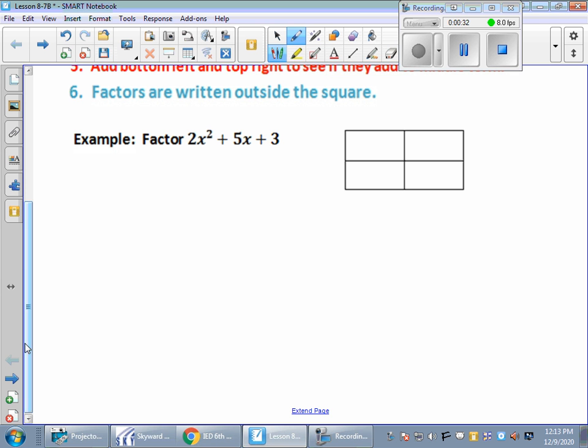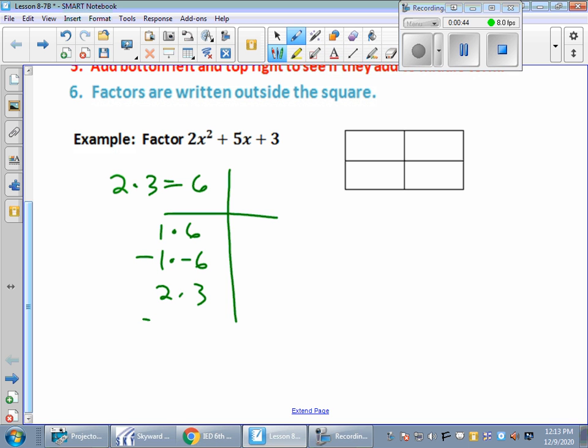So with that in mind, I would start with my AC. So 2 times 3 is 6. And then I would do my factor sum table of 6. So 1 times 6, negative 1 and negative 6. 2 times 3, negative 2 times negative 3. And I would sum those up: 7, negative 7, 5, and negative 5. The choice we're going to make matches the b that's in the middle, which is the 5. That's the choice we're going to use.